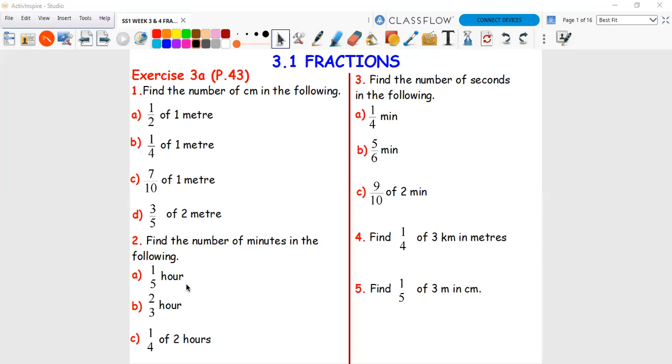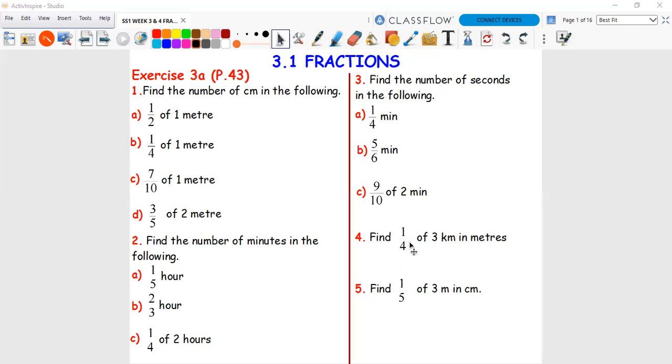Now for number 2, we are talking about hours, okay? 1/5 of 1 hour. So you know how many minutes make 1 hour, and you are meant to convert to minutes to be able to determine what you are going to be doing, okay? We have all of that. These are just what you can practice on your own and you get an answer. Now, number 3, you have to convert your minutes to seconds.